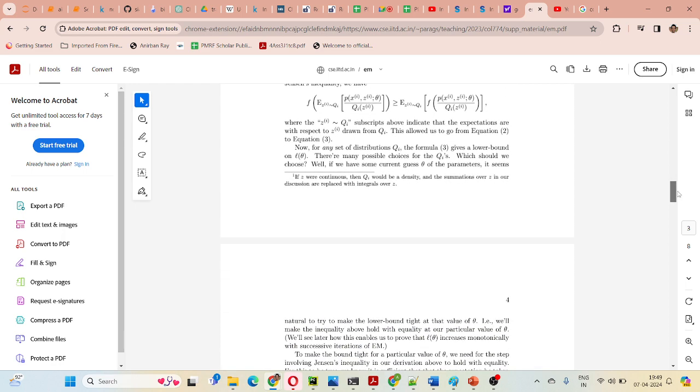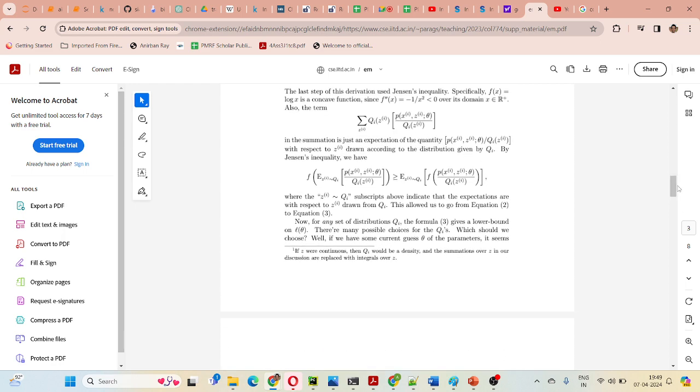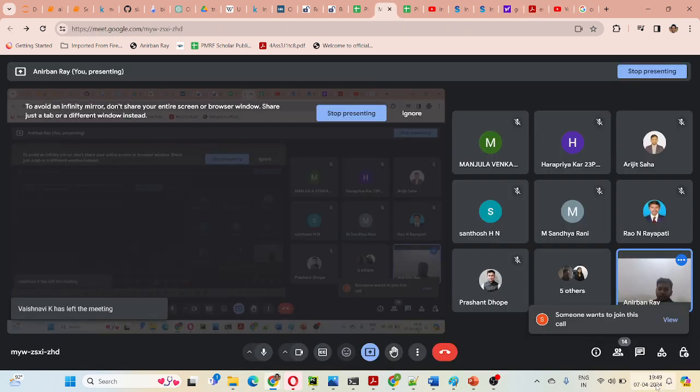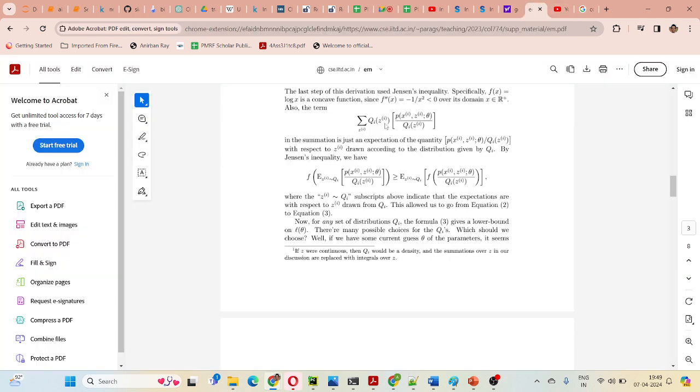Jensen's inequality is the important thing. The summation here is just the expectation of the quantity. As you remember, expectation is of some quantity, and this Q(zi) is the distribution with respect to which I'm taking the expectation. So this is the expectation.